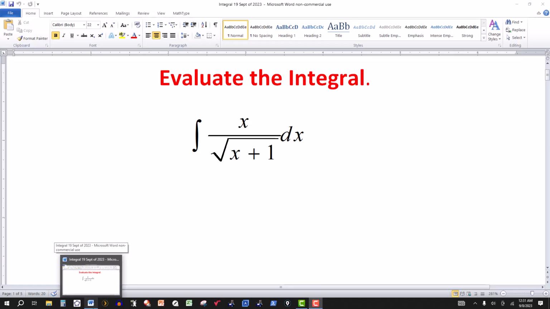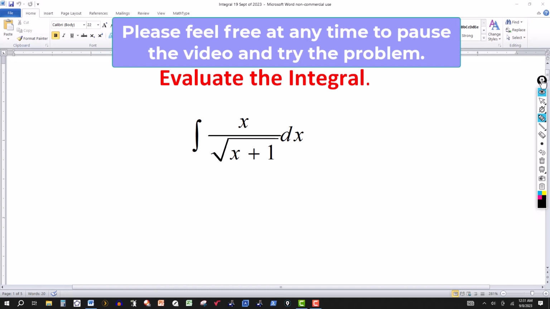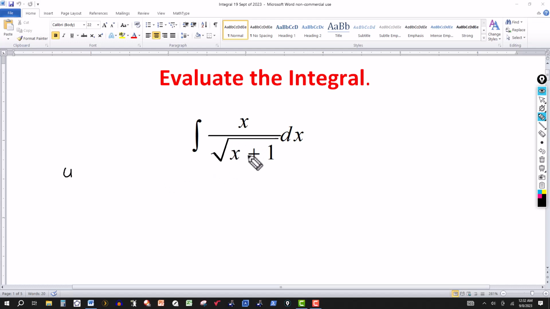In this video we have the integral of x over the square root of x plus 1. Now this seems to be a substitution. We could probably let u equal the radical, the square root of x plus 1, and that probably will work. Or you can let it equal just the radicand, x plus 1. I believe it'll work either way.